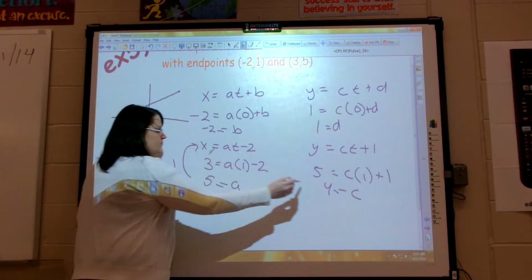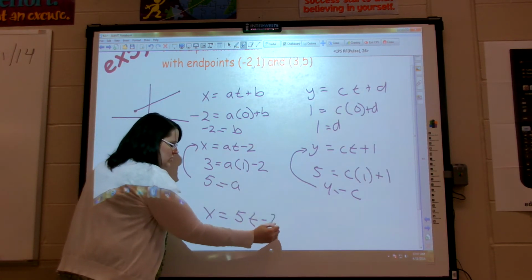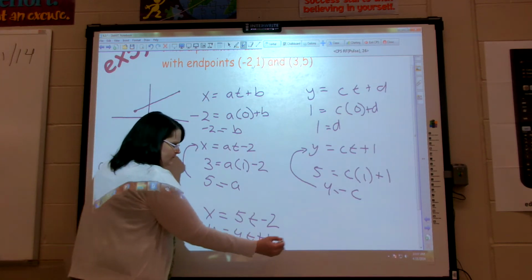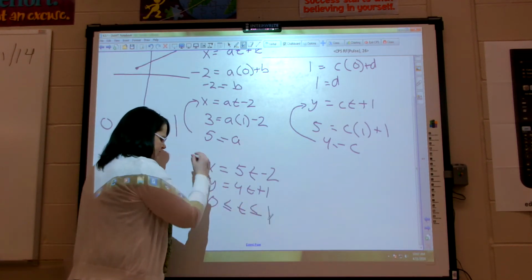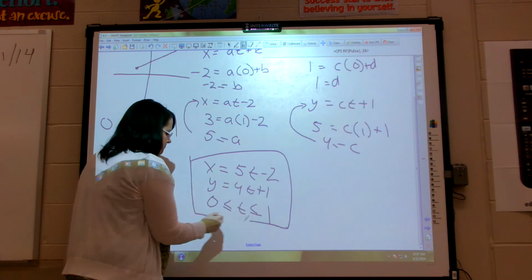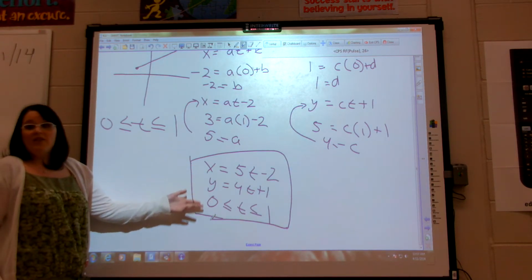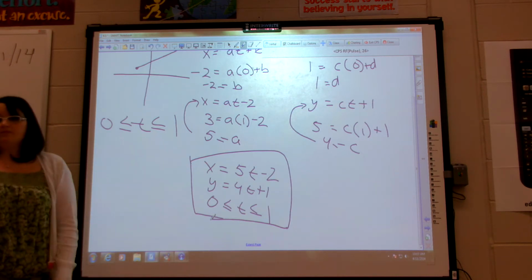Plug them back in. So I have x equals 5t minus 2. Y equals 4t plus 1. And I said t is between 0 and 1. Every problem is the same. If you learn the process, that's a very easy question. I'm going to do another one here in a second, but you see how I now have parametric equations? If I graph these on my calculator, it's just going to show me just the line segment. It's going to start and stop. Boom. Yeah?